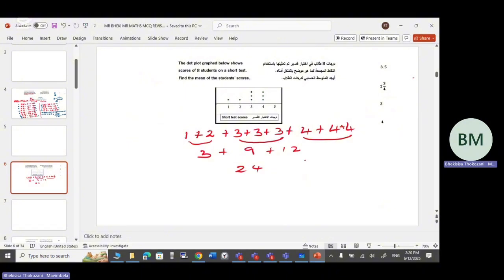And how many values can we see here? We have 1, 2, 3, 4, 5, 6, 7, 8. So everything here, guys, is 8. So now we can say 24 divided by 8, which is going to give us 3. So now we can see that our answer is 3. Okay, guys? So that will be our answer. I hope that makes sense.